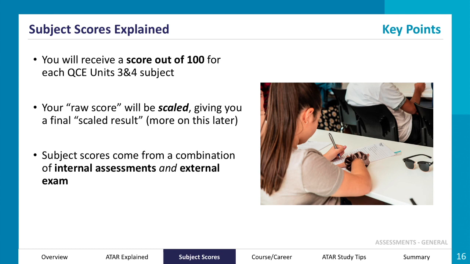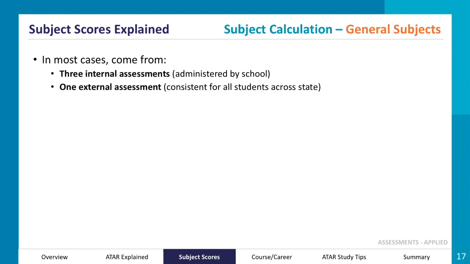Subject scores come from both internal assessments and external assessment, at least for the majority of general subjects. We'll look at this more in a moment. Now, let's break it down into the subject types. In this case, we'll look at general QCE subjects. General QCE subjects mostly come from 3 internal assessments and 1 external assessment.